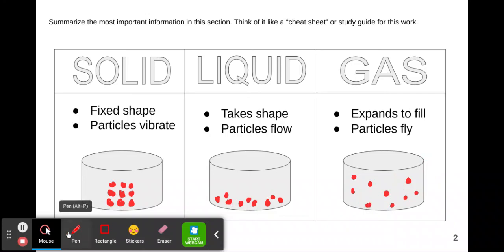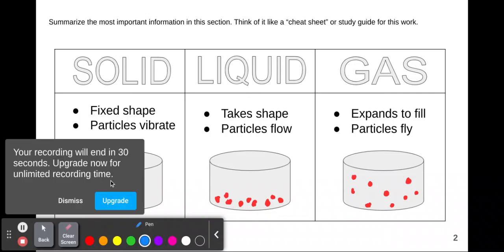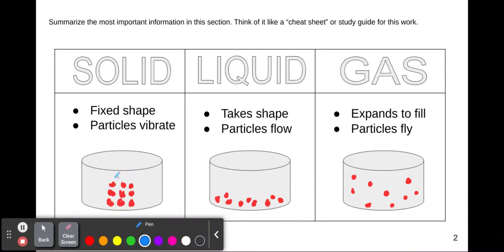If we wanted to add some arrows to show the movement, the solids would just have very short, small arrows. The liquids would have medium length arrows to show a little movement. And the gases would have the longest arrows to show the most movement.